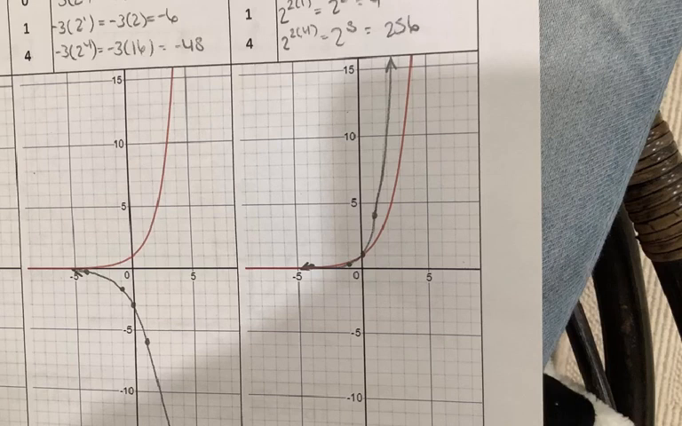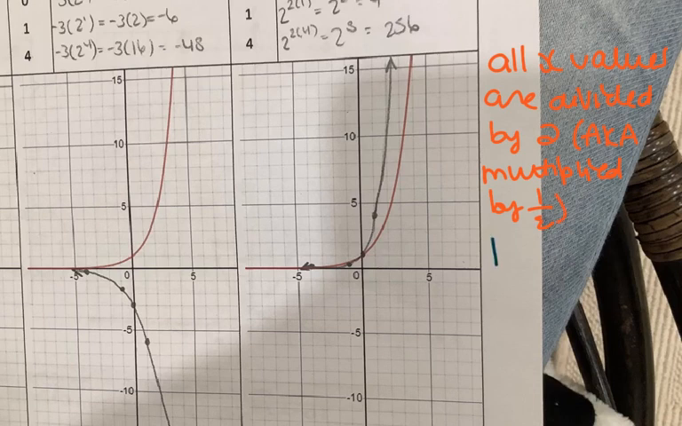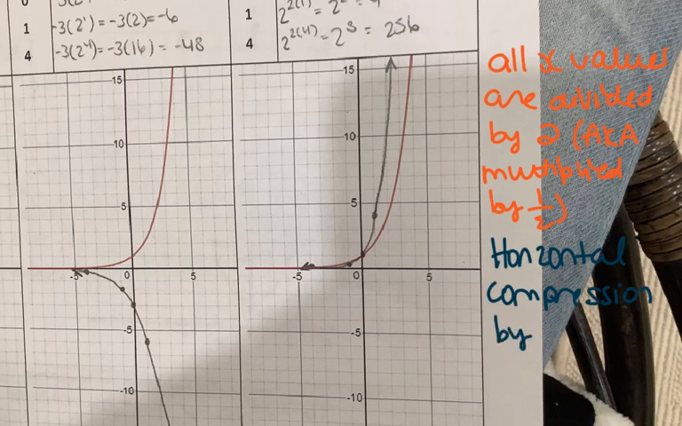So it goes up very steeply compared to the parent graph. So you'll notice that all the x values are divided by 2, which is the same as being multiplied by 1/2. So we have a horizontal compression by a factor of 1/2.